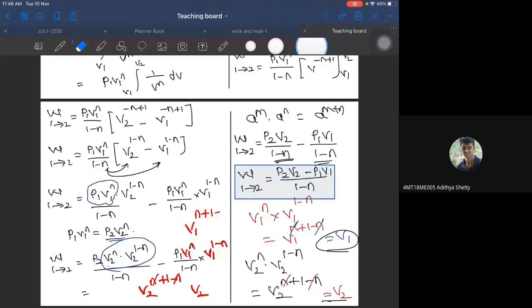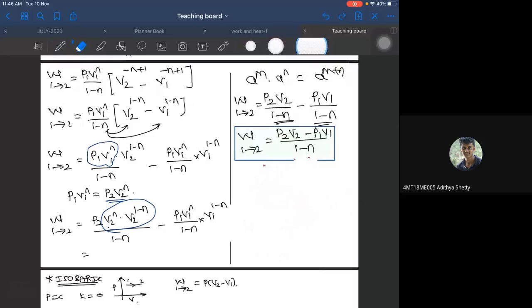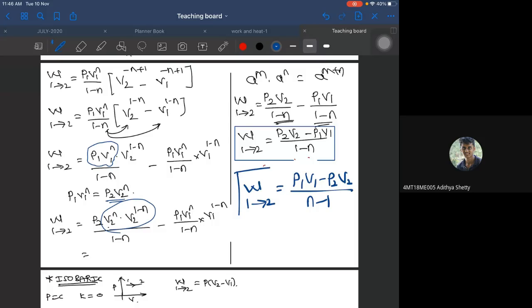Got it? So your polytropic work done from 1 to 2 you can remember in either way also. Wait a minute. You can write it in either way. That is, work done from 1 to 2 can also be written as (P1 V1 minus P2 V2) divided by n minus 1. You are changing the signs in the numerator, so you are bound to change the signs in the denominator also. So either of these two expressions, both are correct. Preferably all of us, let us remember this particular expression for the polytropic process.